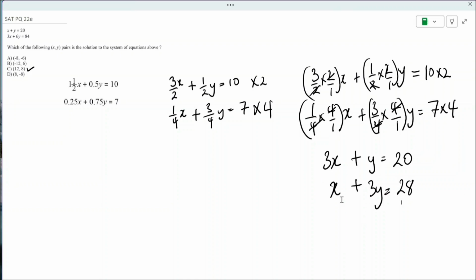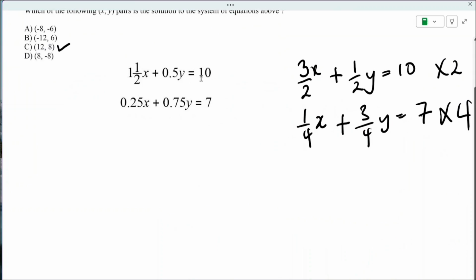You can find the value of x and find the value of y on your own. You could also convert all to decimal, then to whole number. This is 1 whole number 1 over 2. Converting to decimal will be 1.5x plus 0.5y equals 10.